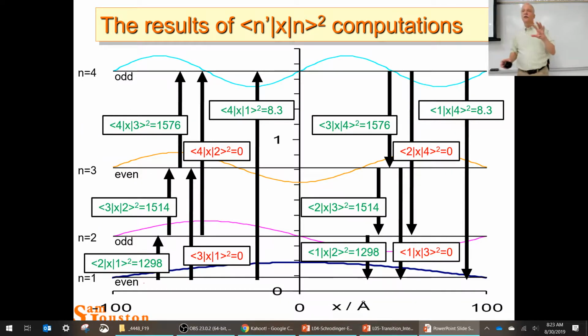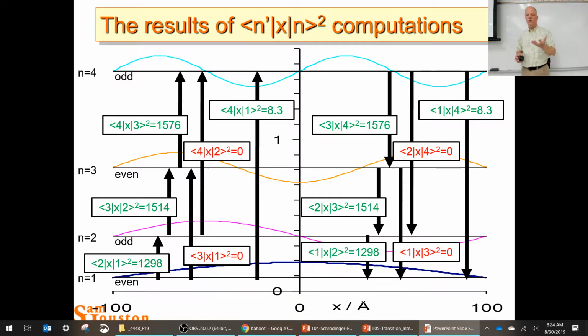So these are the results. So in your lab, if you use an electron in a 7 angstrom box, then you should be able to verify these numbers by hand. When you put in that L and you put in the mass of the electron and Planck's constant and everything, for 1 to 2, you should have 1298 when you do that integral and you square it. For 2 to 3, you should have 1514 as your relative probabilities. Notice these don't all sum to 1, they're just relative probabilities.